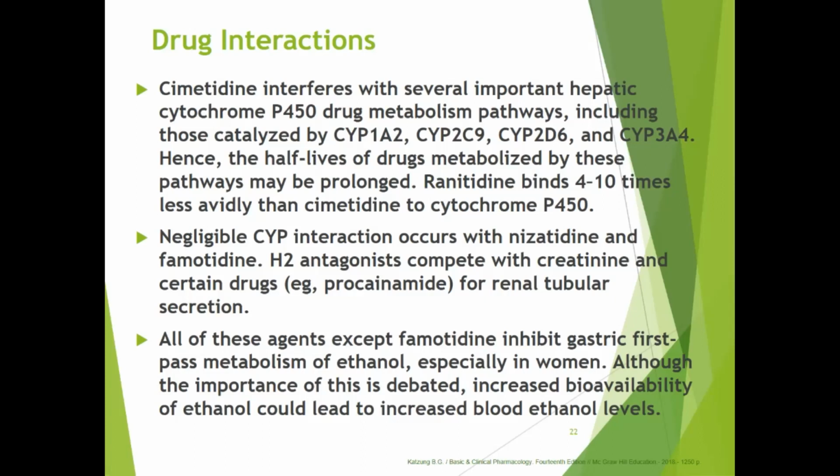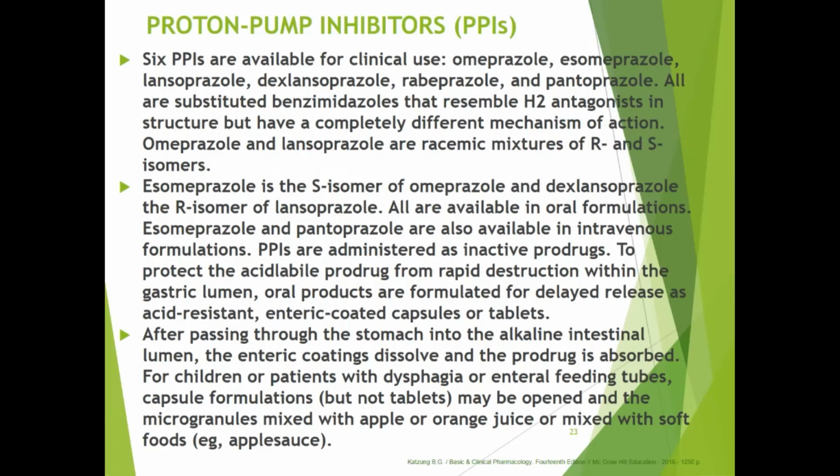A2 antagonists compete with creatinine and certain drugs, procainamide for example, for renal tubular secretion. All these agents, except famotidine, inhibit gastric first-pass metabolism of ethanol, especially in women. Although the importance of this is debated, it could lead to increased blood ethanol levels.